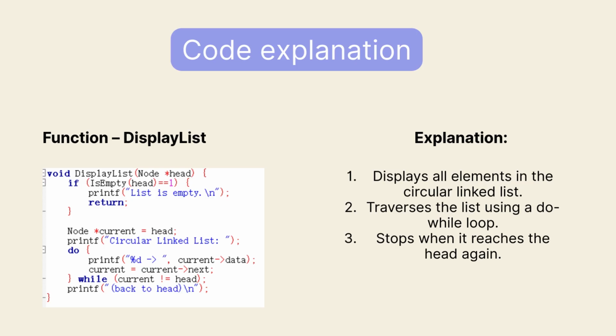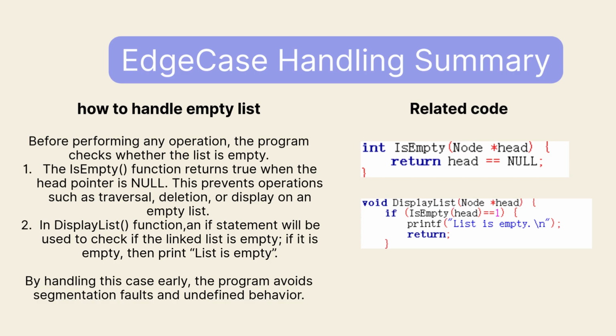And for the function display list, it will display all elements in the circular linked list. It traverses the list using a do-while loop. It will stop when it reaches the head again.